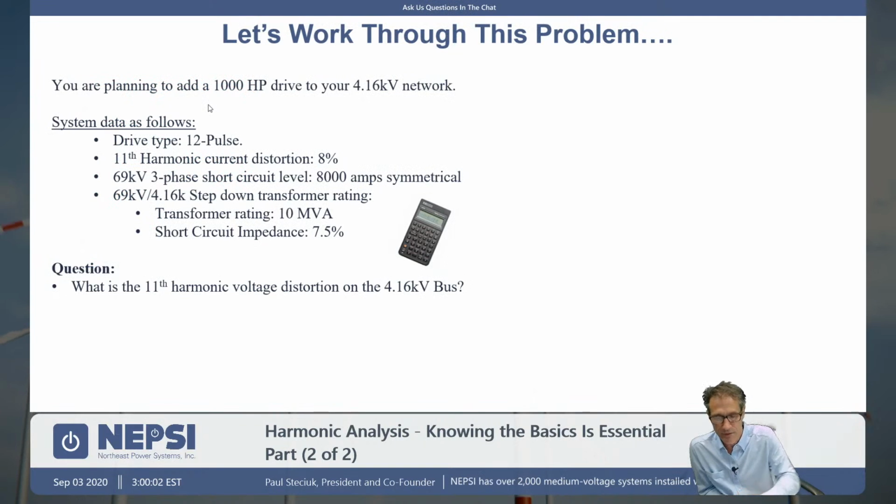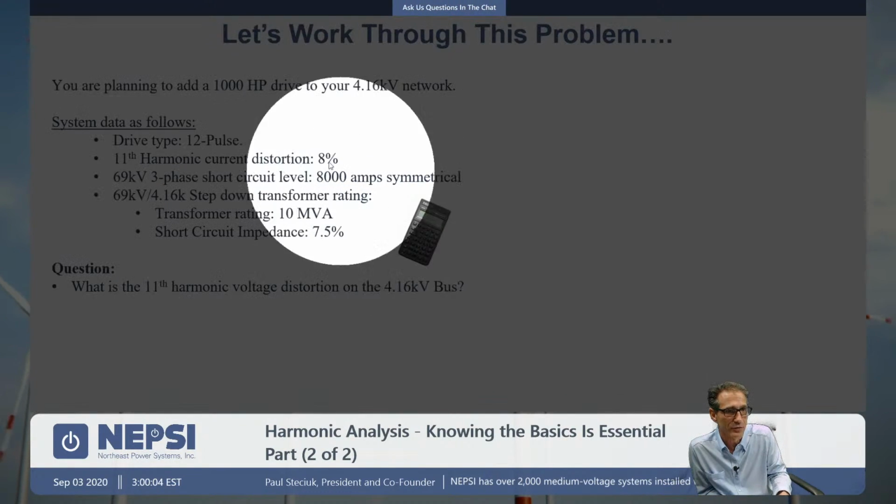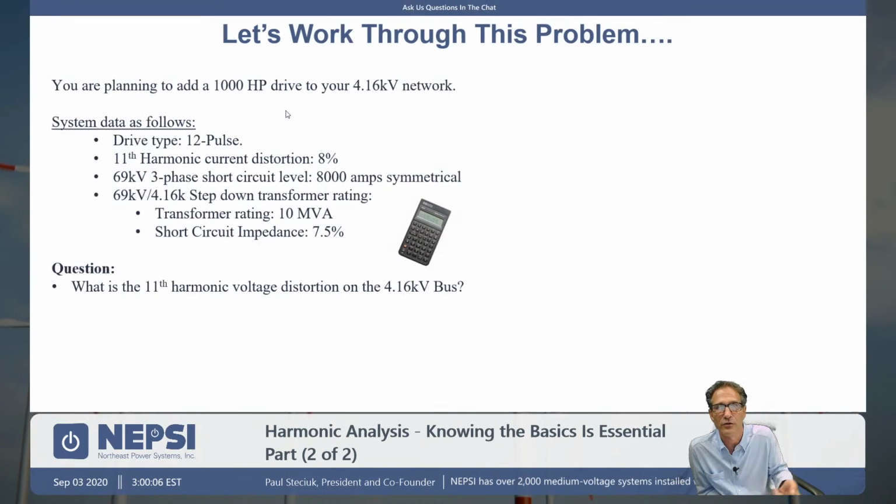So we have, this would be a common question. I've got a 1,000 horsepower drive, a 4.16 kV drive. It's on a 4.16 kV network. It's a 12-pulse drive, and the 11th harmonic current is 8%. It's connected to a 69 kV network that has an 8,000 amp symmetrical short circuit current through a step-down transformer, 10 MVA with a short circuit impedance of 7.5%. So you might say, well, what is the voltage distortion?